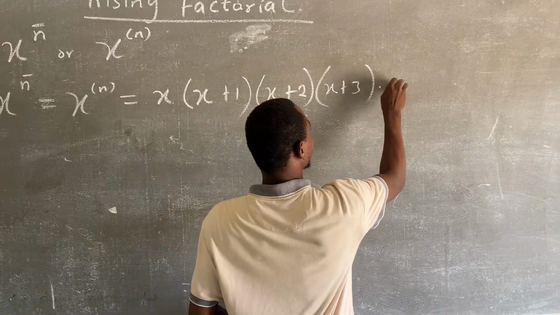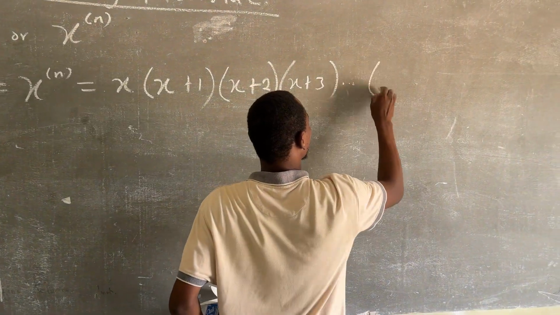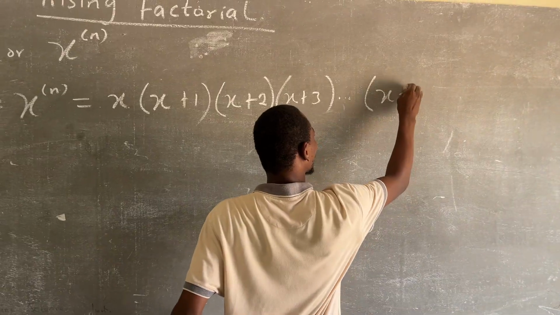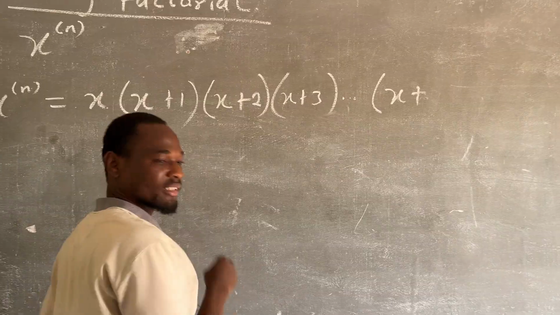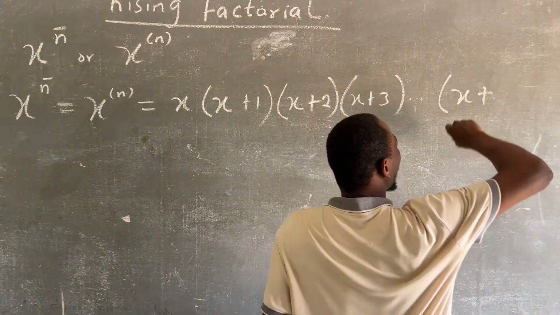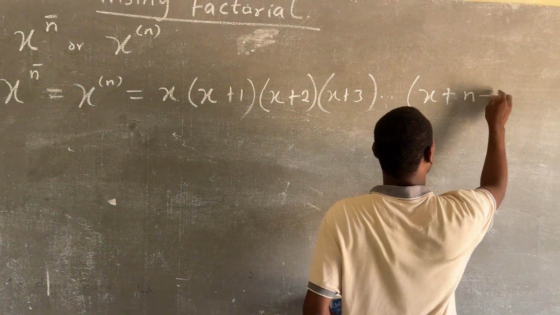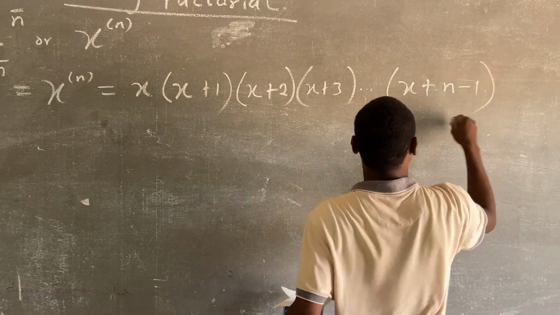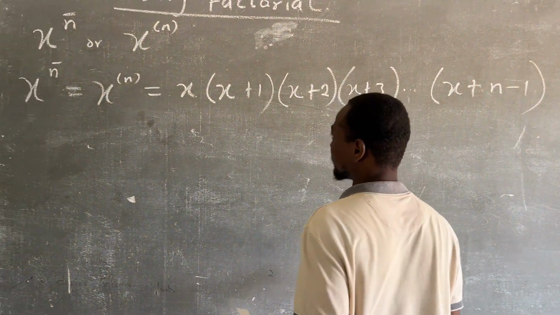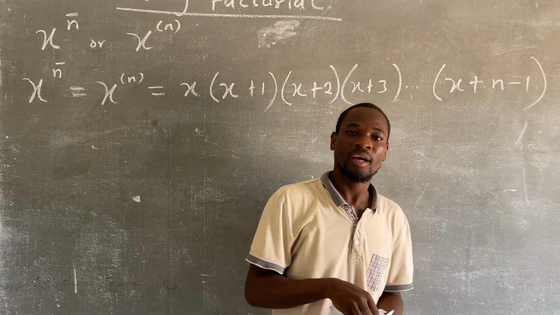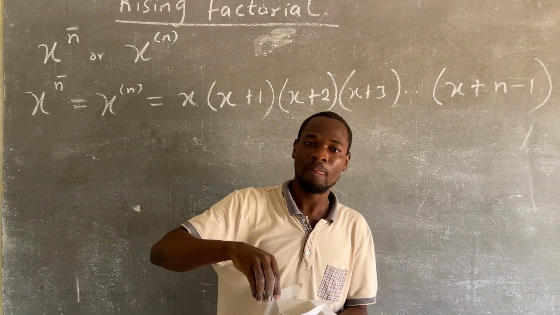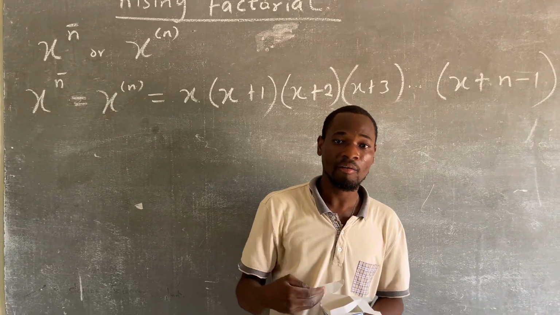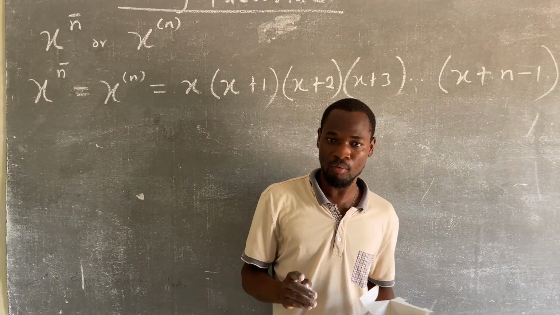Then, until we arrive at x plus, we don't know the other numbers. So let n represent the integers, okay? So I have x plus n minus 1. As simple as that. Viewers, because it keeps increasing by 1, it is also called ascending factorial. As simple as that.